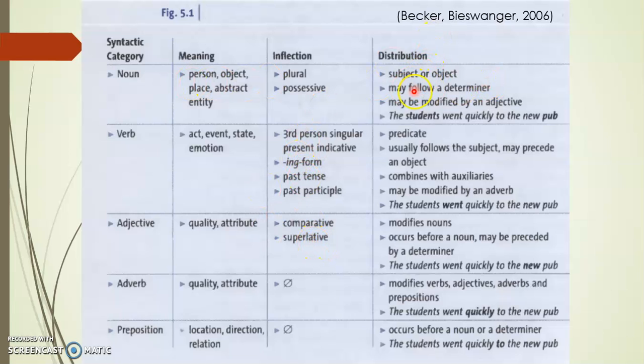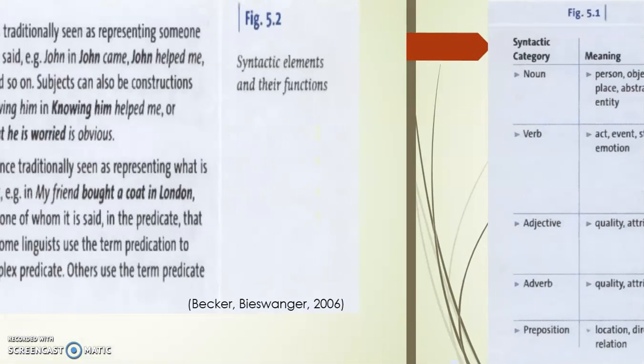So a noun can occur as a subject or object, may follow a determiner, may be modified by an adjective. The same with verbs. A verb usually follows a subject, may precede an object, combines with an auxiliary, and may be modified by an adverb. So this is a very good chart to have at hand.